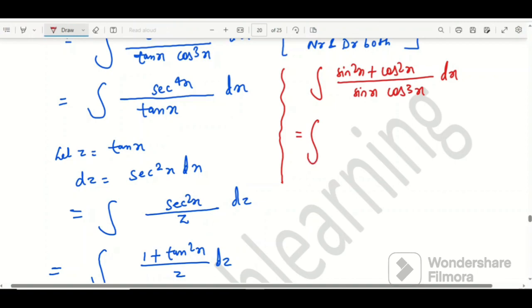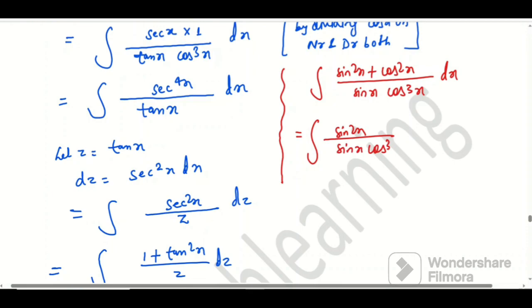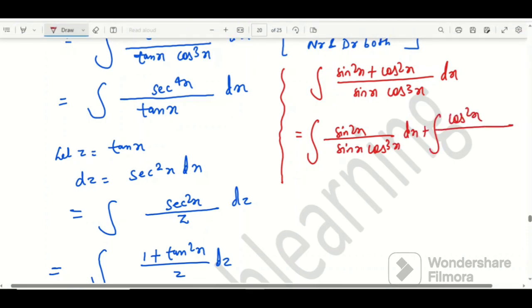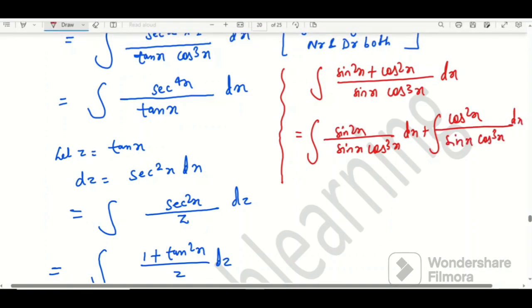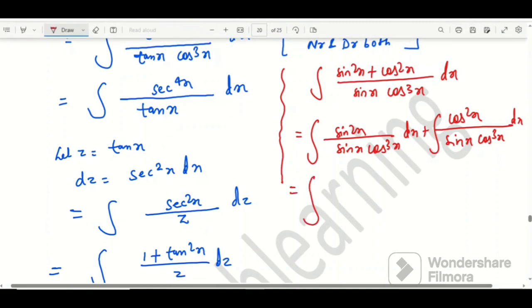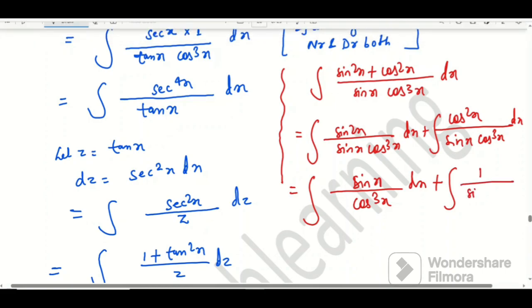equals integration sin square x upon sin x into cos cube x dx plus cos square x upon sin x into cos cube x dx. So it will be sin x, I can cancel them. It will be sin x upon cos cube x dx plus, I can cancel cos square, it will be 1 by sin x into cos x.